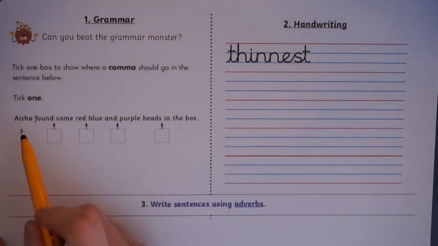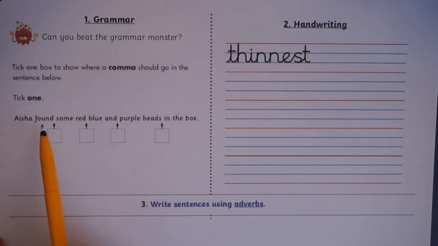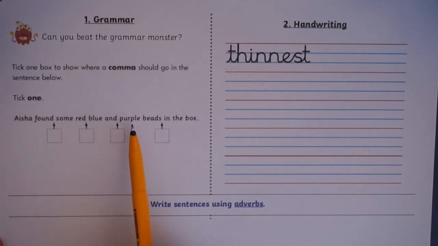So let's start off by reading this sentence out loud. We've got Aisha found some red, blue, and purple beads in the box. Now the list here is the colour of the beads, isn't it? She found some red, blue, and purple beads. Okay, now between the last things in the list, we know that we put the word and here. Okay, so blue and purple beads. Purple is the last thing in the list.